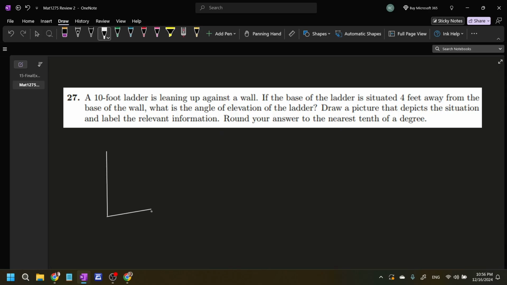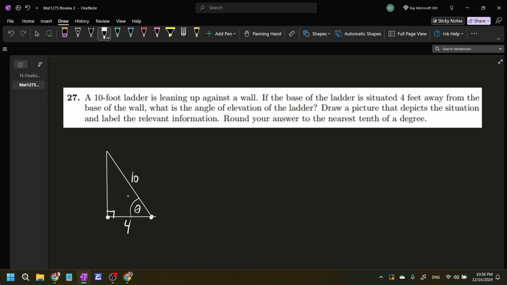Walls and the ground are typically drawn perpendicular, so we know that's a right angle. We know this is a 10-foot ladder, and the base of the ladder, which is down here, is situated 4 feet away from the base of the wall. So they're telling us that that's 4, and they're asking us for the angle of elevation, which is this angle here.